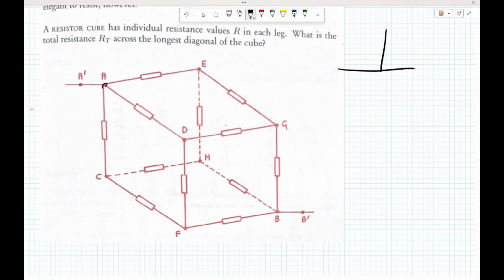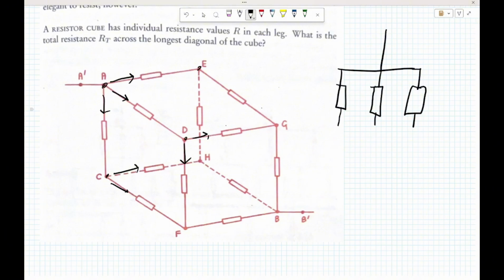So we'll start at A. We can see that the current has 3 paths. It has 3 places to travel, each with 1 resistor. So now we're here, here, and here. As you can see, you can't go backwards, but you have 2 new ways of going for each of them. So each of those is split into 2.